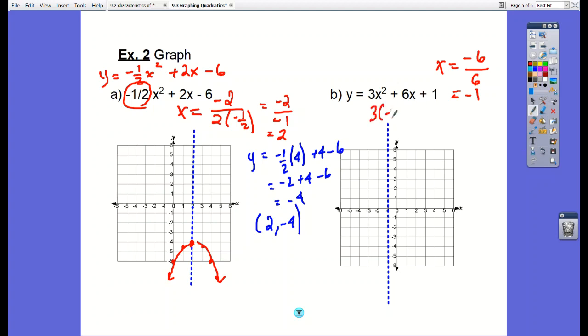So 3 times negative 1 squared plus 6 plus 1. So 3 times 1 is 3, plus 6 is 9, plus 1 is 10, correct? It should be minus. Thank you. Minus 6. That makes it better. Minus 6 plus 1. So now it looks like we're going to have 3 plus 1, which is 4, minus 6 is negative 2. So negative 1, negative 2. Is that where we're at?